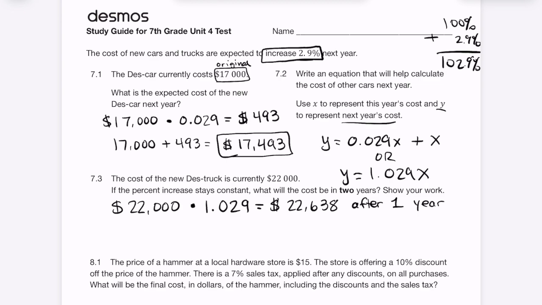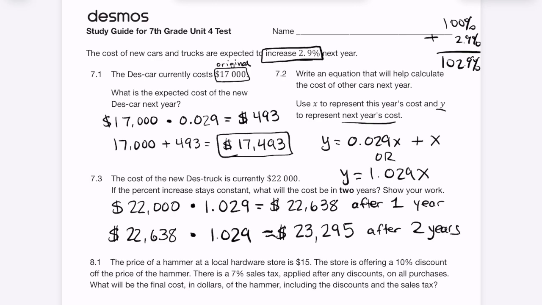So if you want to find the cost after 2 years, you take that amount of money, right? Because this is now like my new original. And I again multiply it by my 2.9% increase, or the 102.9% of the original. And when I do that, I'm going to get about $23,295 after 2 years. So that's going to be my final answer. Okay.